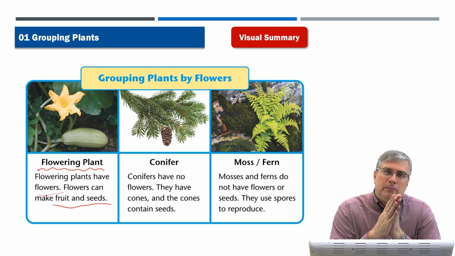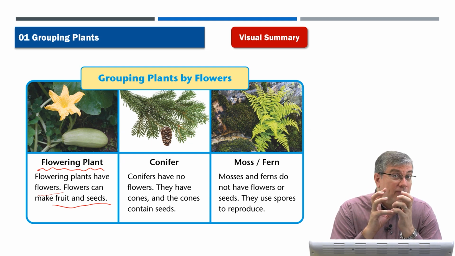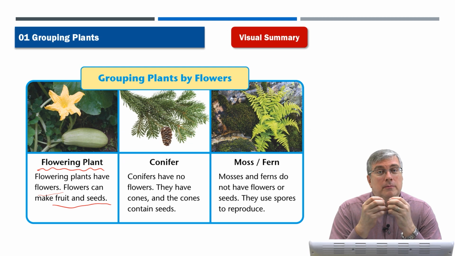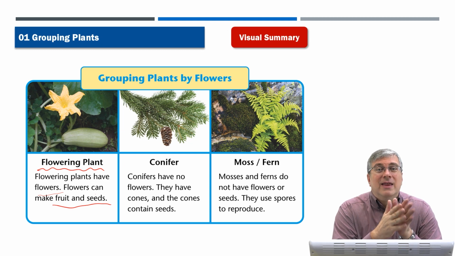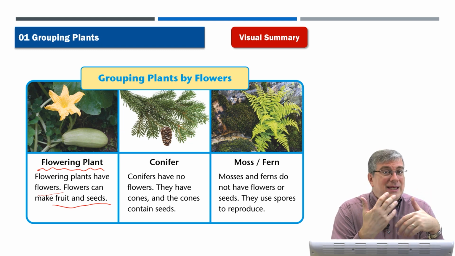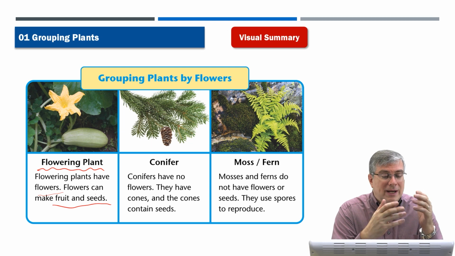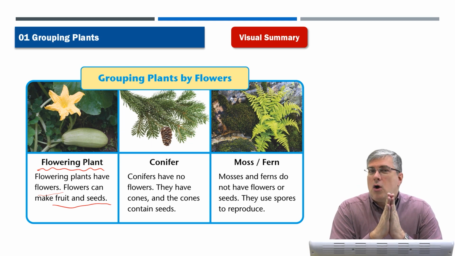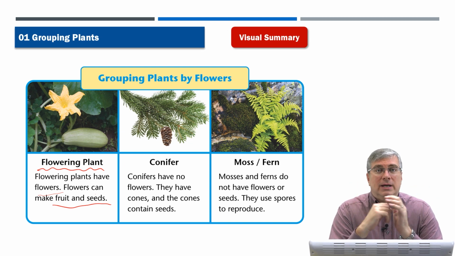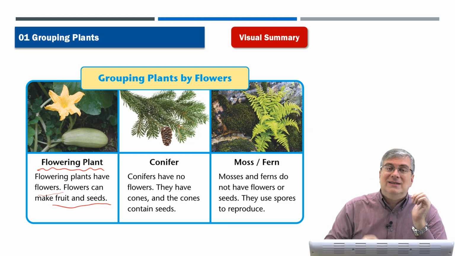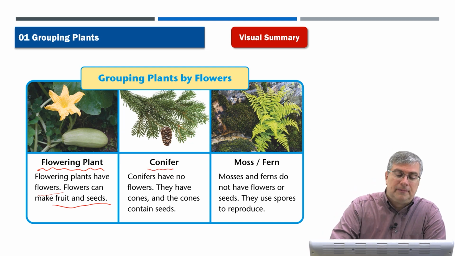So some plants will create flowers to make seeds or fruits that will have seeds inside them, and that's how those types of plants, that grouping of plants, reproduce and keep growing for new generations. But not all plants do that. Some plants don't have flowers. For example, pine trees. And pine trees, as I said, is a type of conifer.